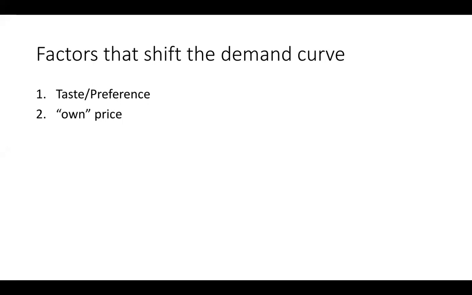So say one single slice of pizza is $10. My demand for this pizza is a lot lower. I might only demand one slice rather than if the price of each slice of pizza was $2. In that case, my demand might be a little bit higher. I might be willing to purchase two at that price. So that's how own price influences the demand for a good.